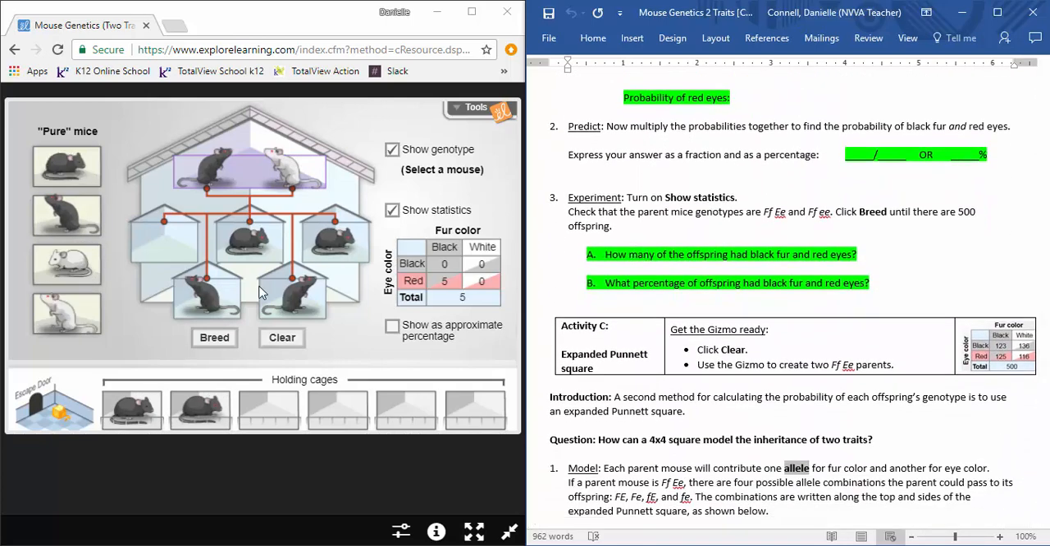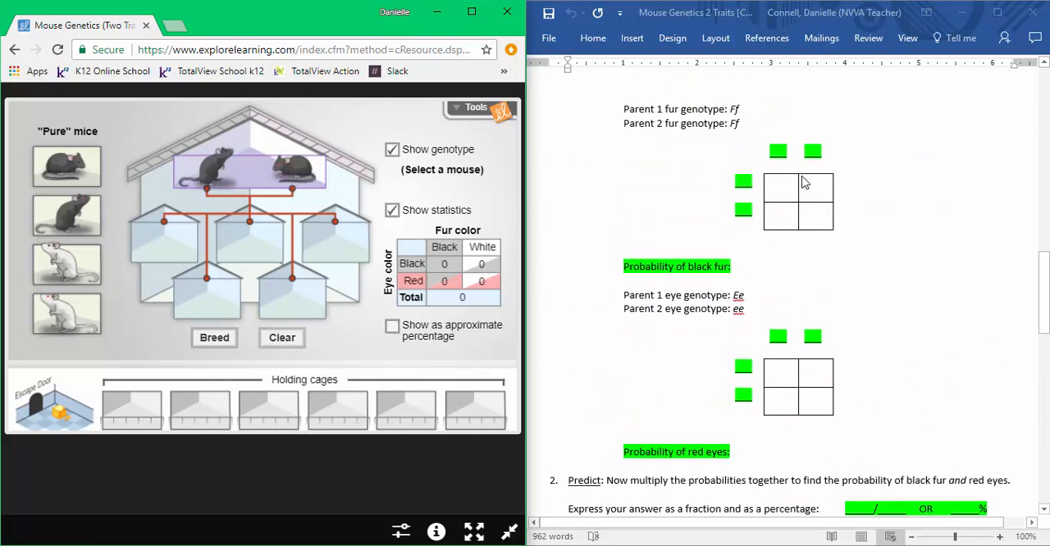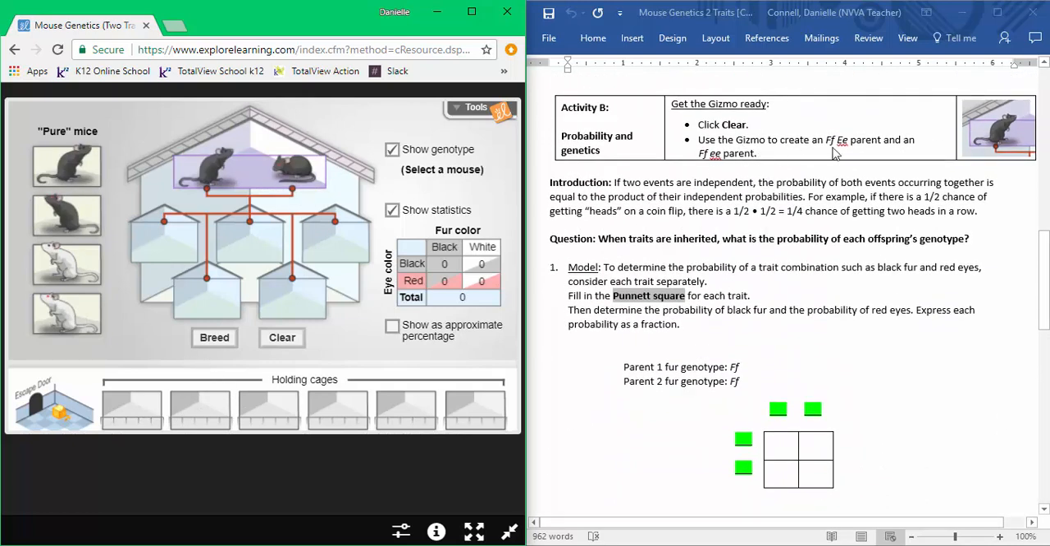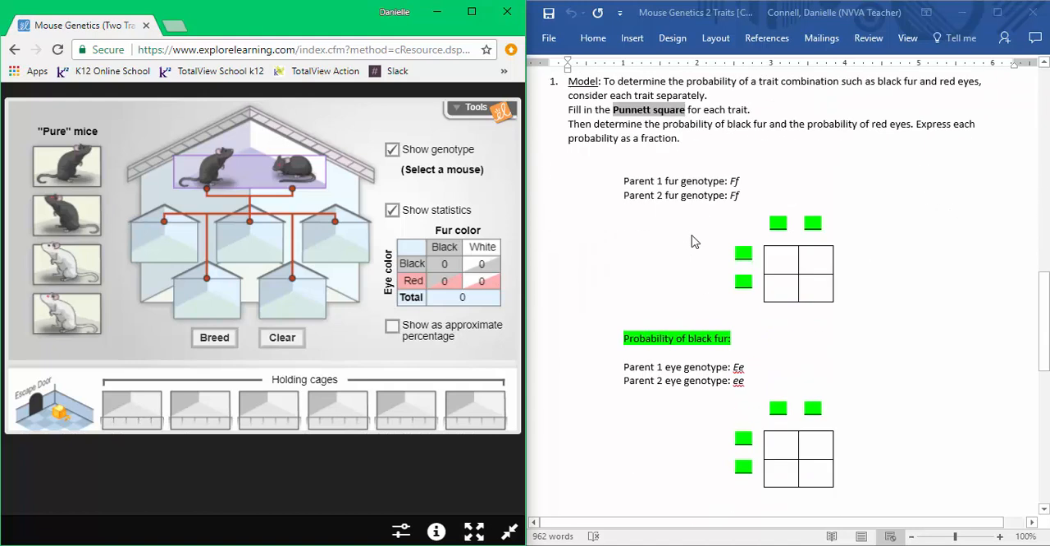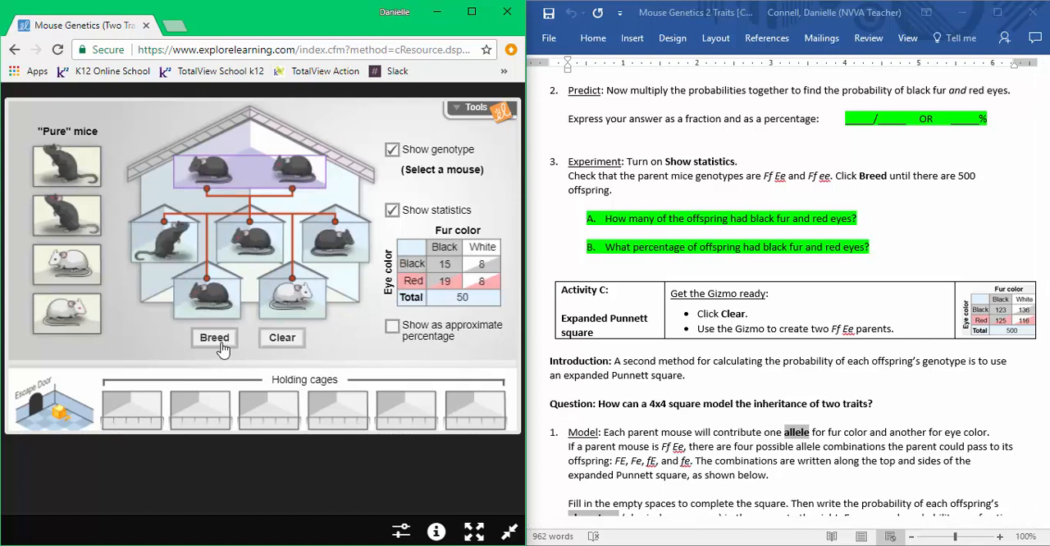Then you're going to run the experiment. So we are going to click all of our helpful boxes over here. We're going to take these 2 mice and breed them together. So I cleared it and I'm using these 2. Again, I got those mice, which was my directions up here to get those 2 genotypes, which I just played around with the breeding till I found them. We're going to breed till there's 500 offspring. So let's click this button a lot of times, okay, until you get to 500.